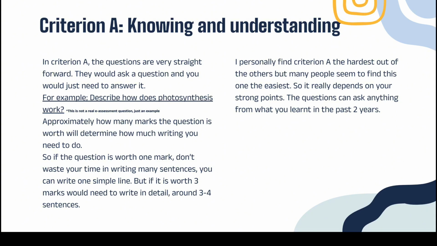In criterion A, the question is very straightforward. They would ask you a question and you just need to answer it. For example, describe how photosynthesis works. By the way, this is not a real assessment question, it's just an example to show you how straightforward the questions are. Approximately how many marks the question is worth will determine how much writing you need to do.